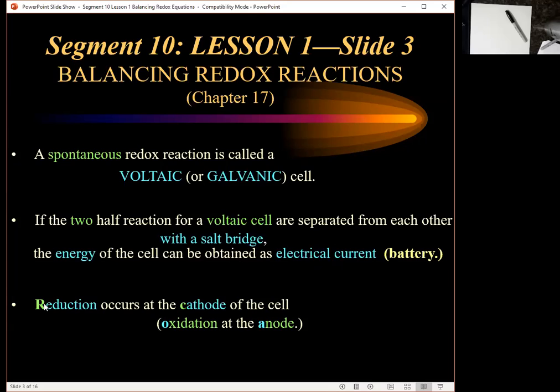The way I remembered these was that reduction and cathode start with consonants, and oxidation and anode start with vowels. Okay, if it works, fellas.